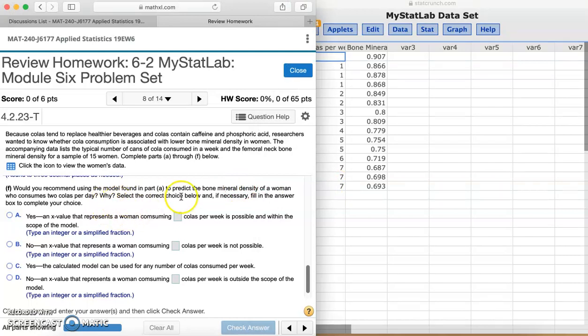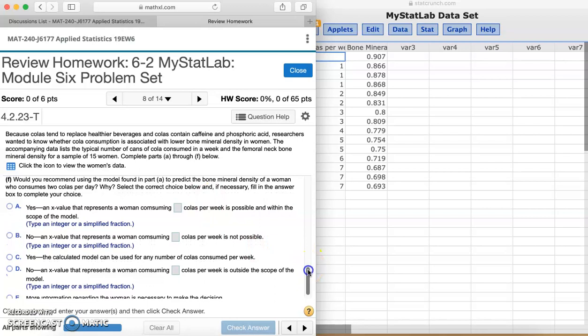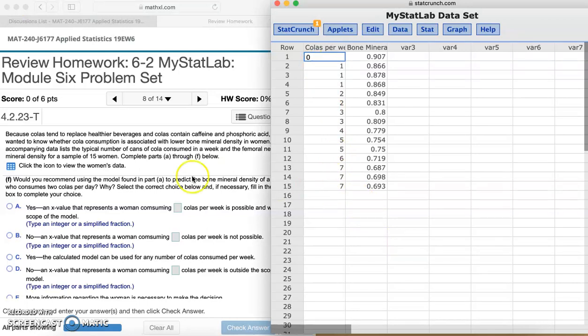So it says why? Select the correct choice below, and if necessary, fill in the answer to complete your choice. So I'm going to say no, because again, if it was maybe 8 or 0, well, 0 is in our data set, but if it was maybe 8, you might be able to get away with it with some other steps to make sure the model was working. But with 14, that's double the highest value in the development data set. This is considered the development data set.